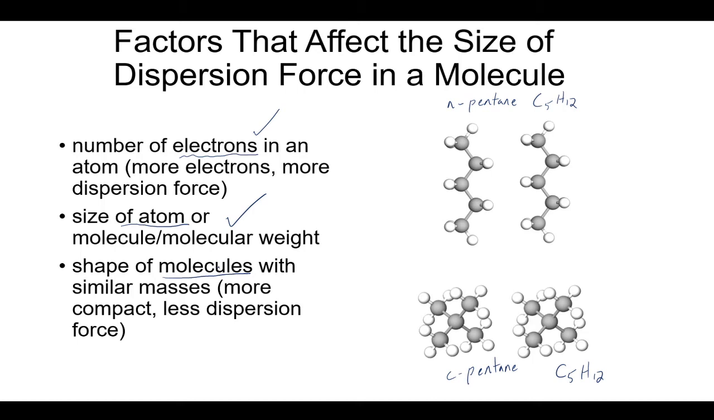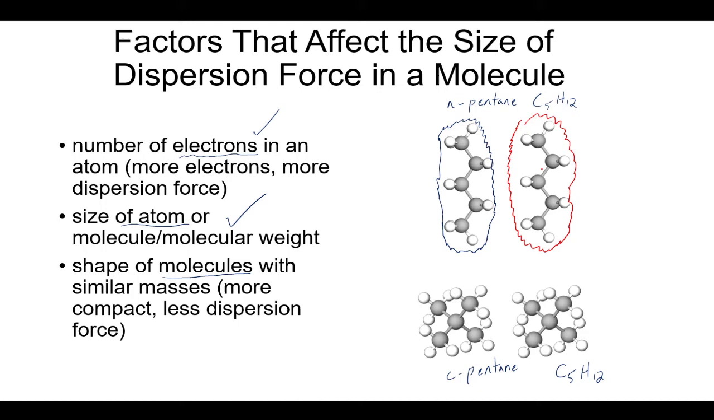Okay, same molecular weight, same number of electrons. But the shape matters, and the shape matters because it's about the surface of interaction. So imagine the electron cloud in pentane. Here it is. And maybe I'll draw this one in a different color just because that's slightly more fun to do. These are the electron clouds, right? Around pentane 1 and pentane 2.